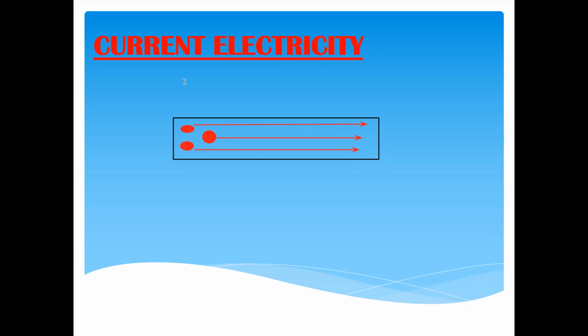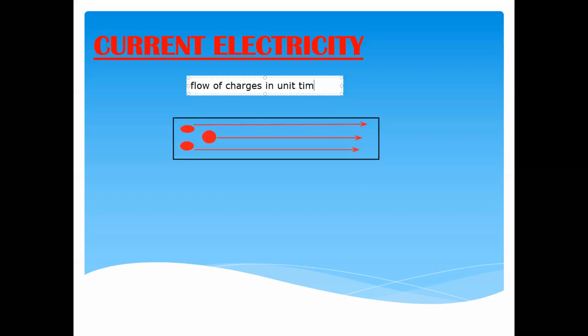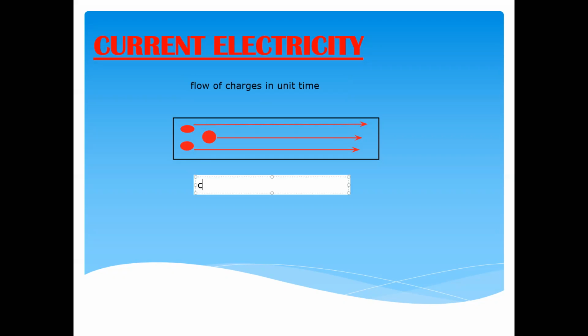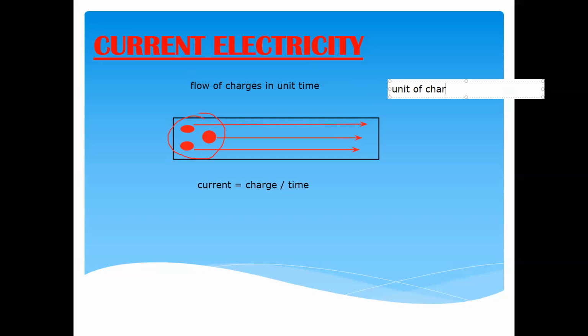So flow of charges in unit time simply refers to current, or rate of flow of the charges. And current is equal to charge divided by time. So how many charges are moving in a unit time, in 1 second? That refers to electrical current. Example, the unit of charge is coulombs, and the SI unit of time is seconds.